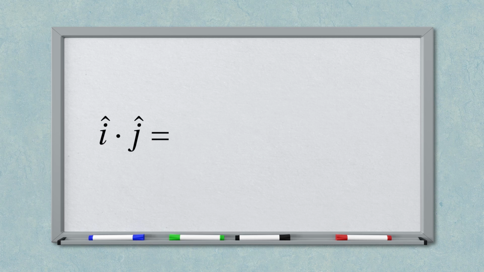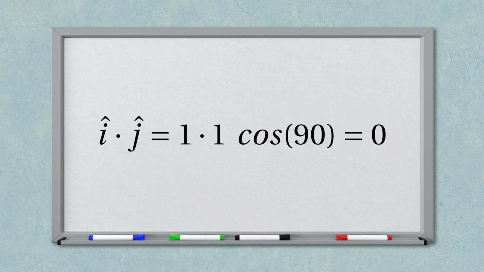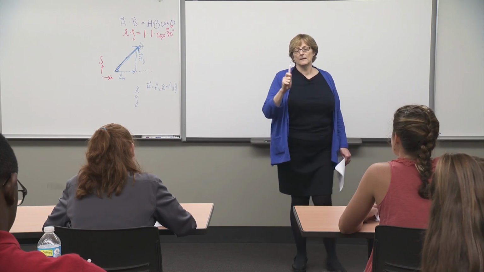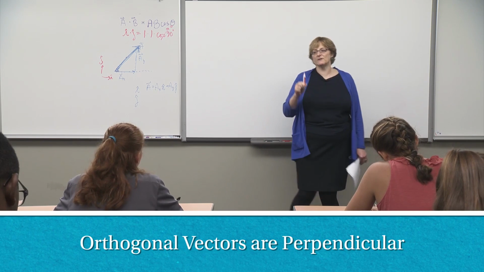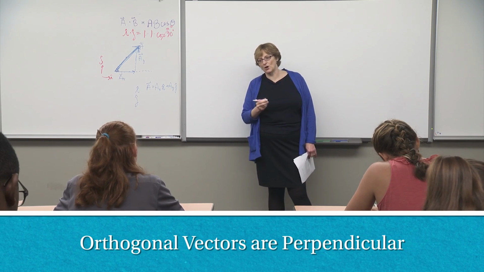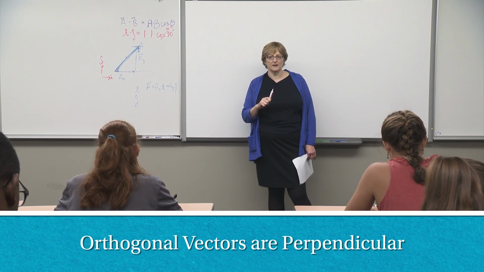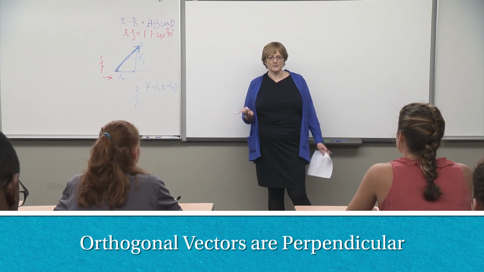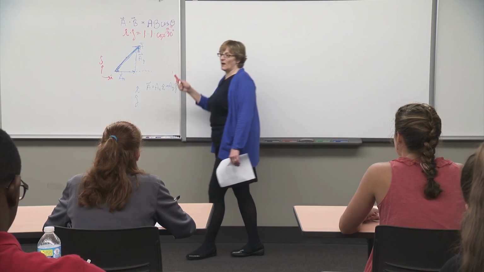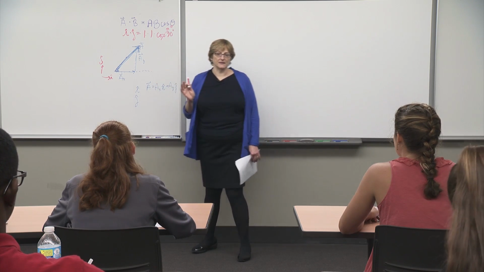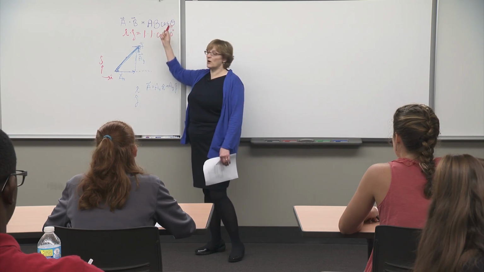It's the length of I, which is 1, times the length of J, which is 1, times the cosine of 90 degrees. But that is 0. So these are called orthogonal vectors. No component of I is in the direction of J, and no component of J is in the direction of I. They are orthogonal or perpendicular. This gives us a way to do dot products mathematically, not just looking at the cosine.